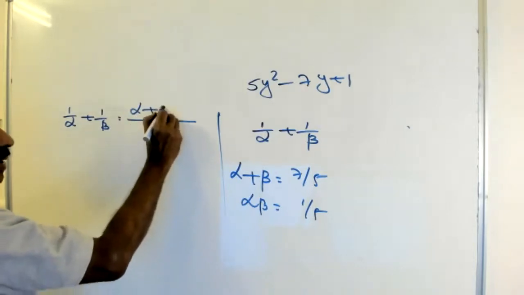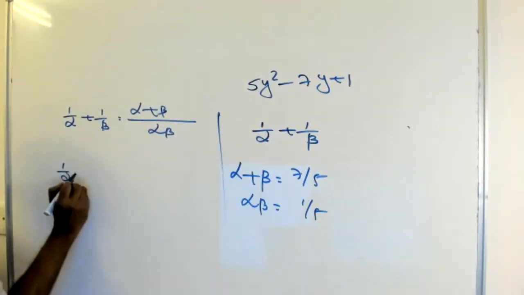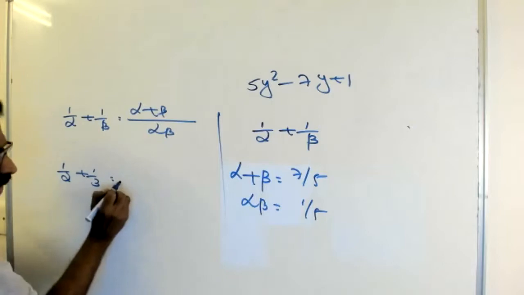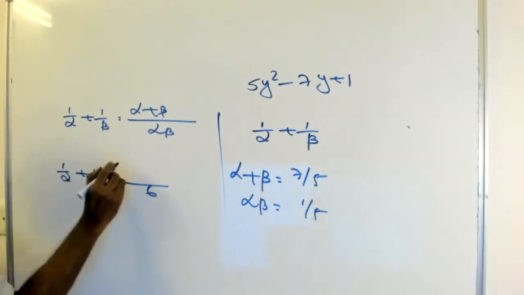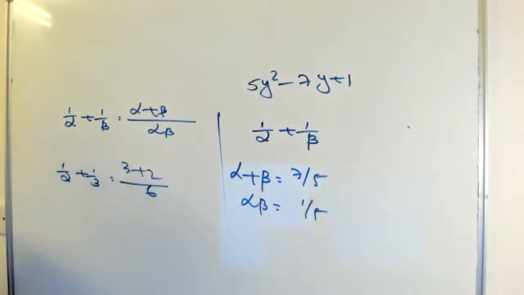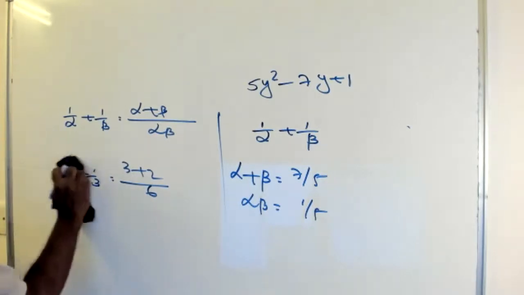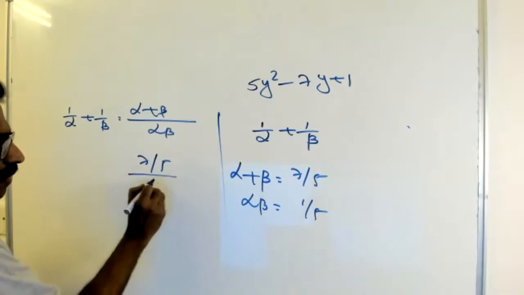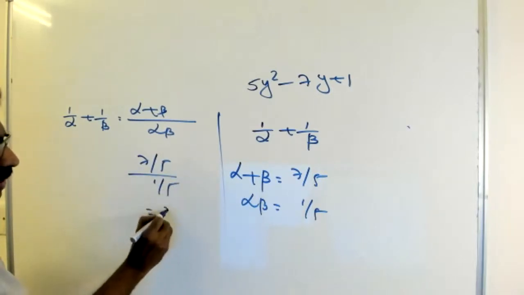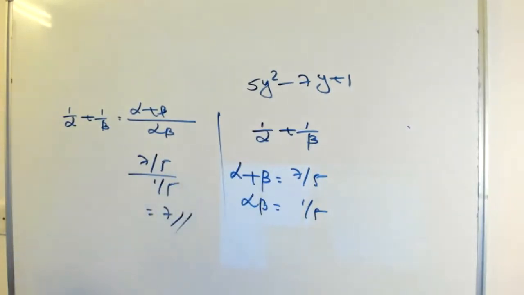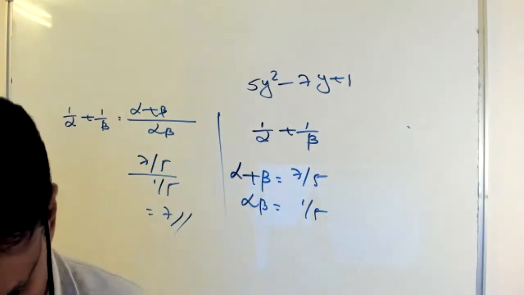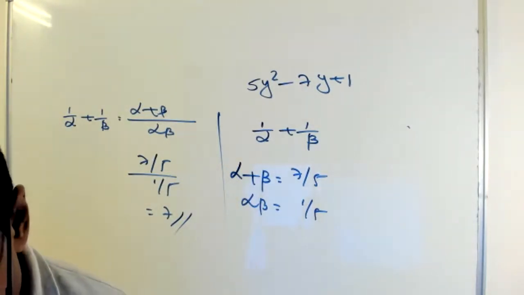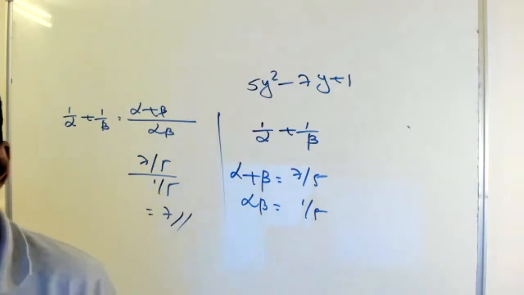Beta plus alpha. In lower classes, how did you do it? 1 by 2 plus 1 by 3. LCM is 6. 3 going here, 3 plus 2. Same. In class 4, you learned. No. Okay. Then alpha plus beta, 7 by 5, divided by 1 by 5. 5 cancels. Answer is 7. Who all got this answer? Sir, I got. Okay. Answer is 7.